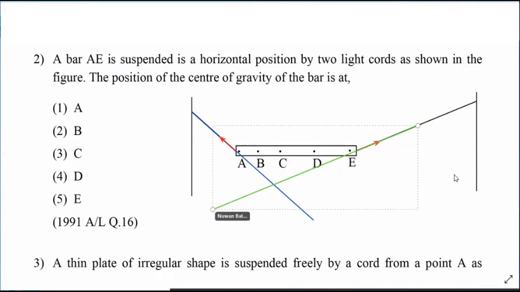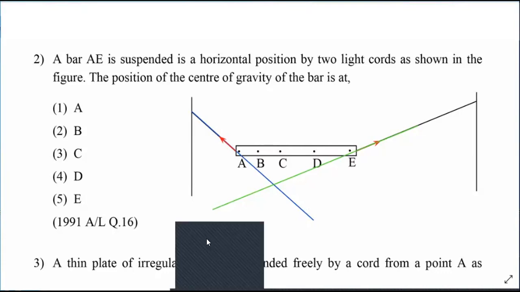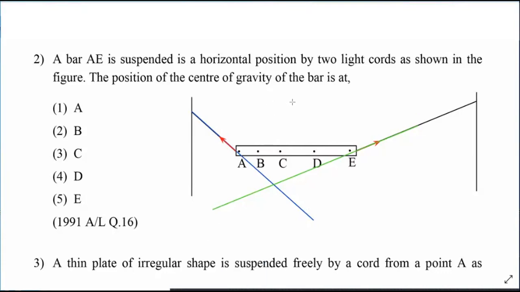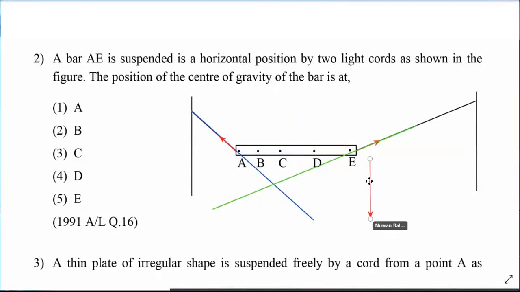mg, gravitational attraction force. What is the direction of the gravitational attraction force? Downwards. Very good. It should always act vertically downward, and that force should always go through the center of gravity. Am I right here?